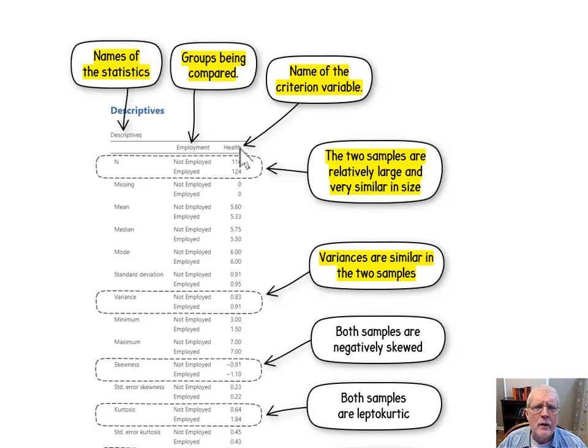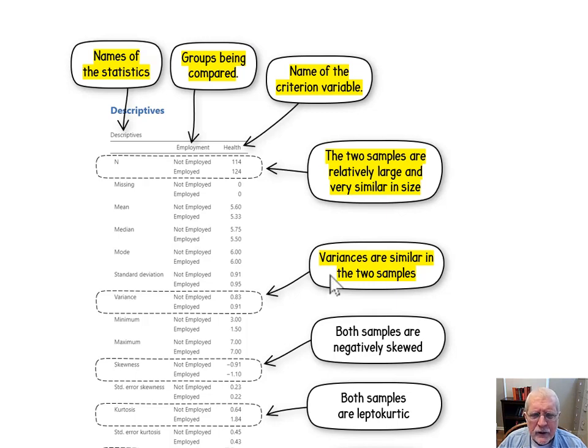The name of the criterion variable appears here, and in this case, it is health. Remember, this is self-ratings of physical health. So all those statistics for the health variable are in this column. What do we have? The two samples are relatively large and very similar in size. What does he mean by that? Well, we're looking at the statistics in, that is sample size, the number of people in each subgroup. And it looks like we've got 114 people who identified as being not employed, 124 as being employed. Those are fairly big numbers and fairly similar to each other. That is good news.